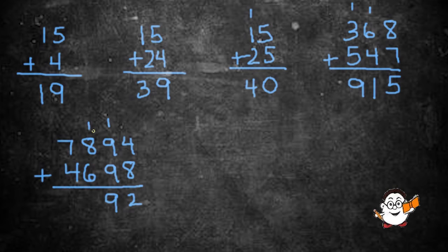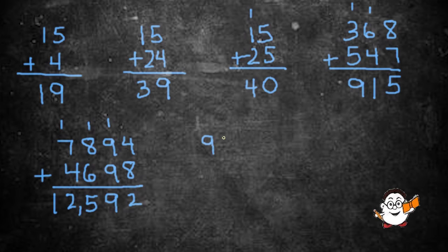1 plus 8 equals 9. 9 plus 6 equals 15. Write your 5, carry your 1. 1 plus 7 equals 8. 8 plus 4 equals 12. Our answer is 12,592.